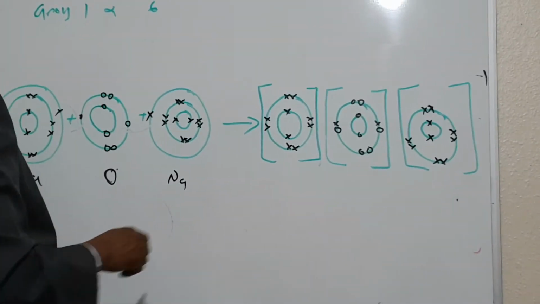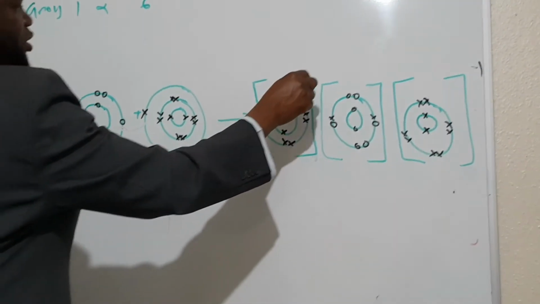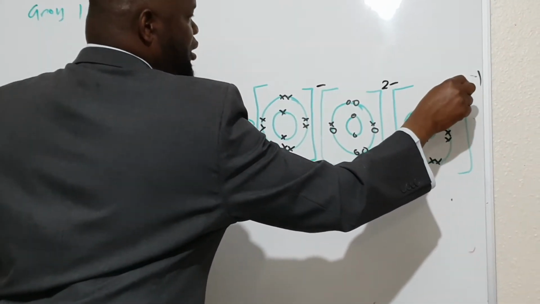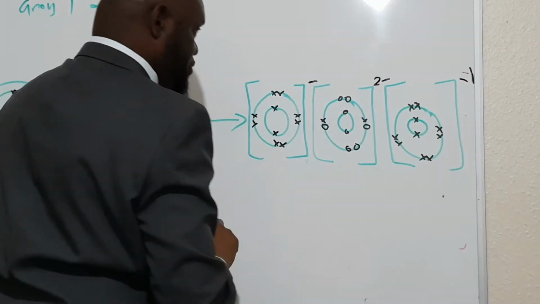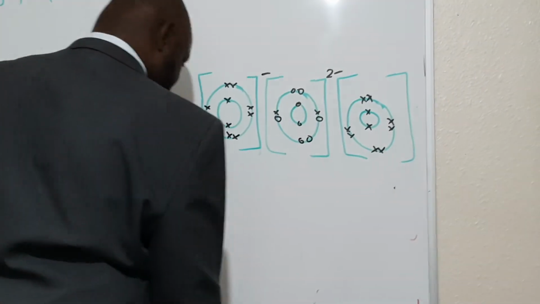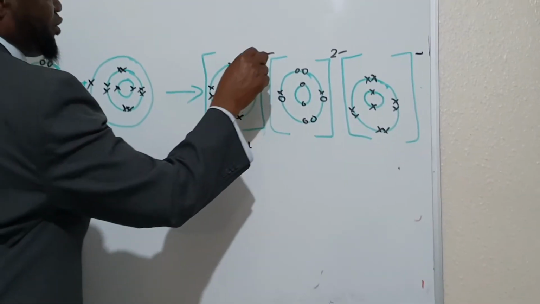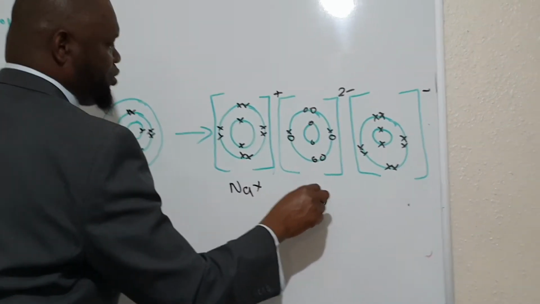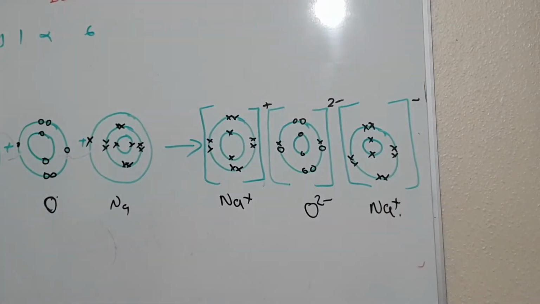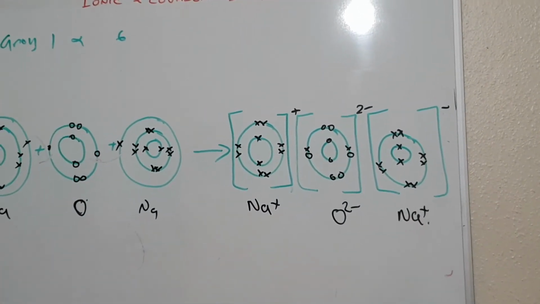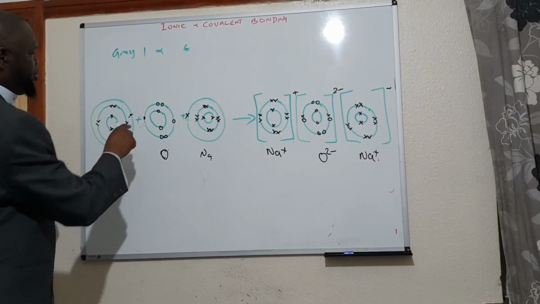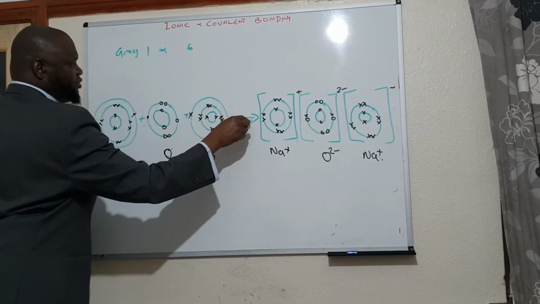Okay. So this will be, because it gains electron, it will be minus. This will be 2 minus, and this will be plus 1 in it. Okay, so oxygen 2 minus and sodium plus. You have to show all this in the diagram. Do you see? So basically it is donation of electrons in it.